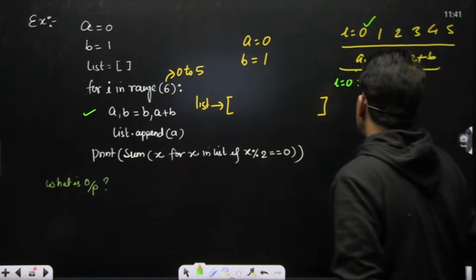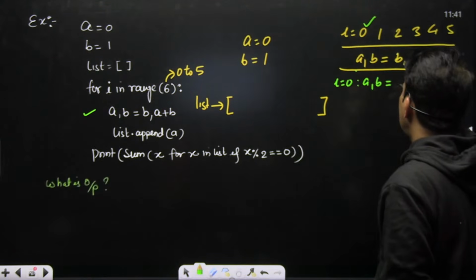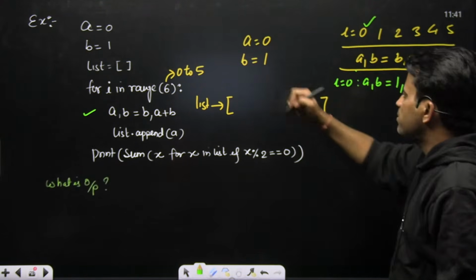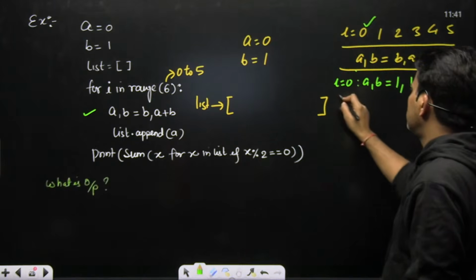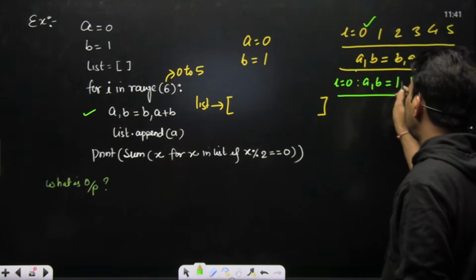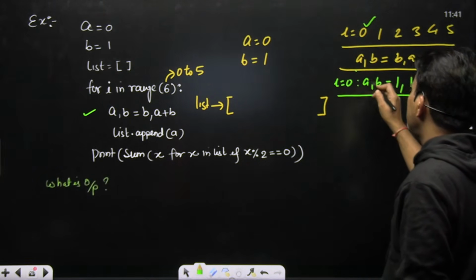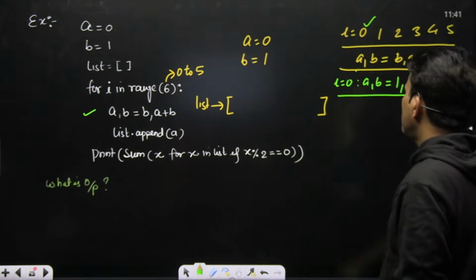a, b = b, a + b. Sir, what is the initial value of b? This one. And a + b is what, sir? a + b is 1. So 1 is assigned to a and b is assigned to b. Yeah, a is pointing to 1 and b is pointing to 1.